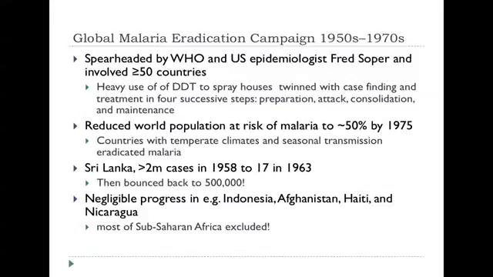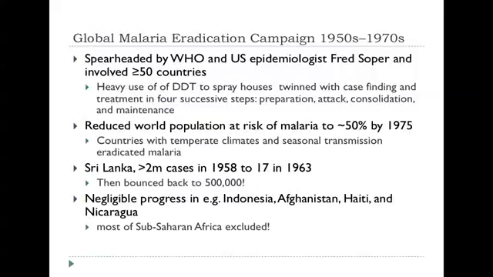Even in tropical countries, there were some spectacular successes. In Sri Lanka, they had 2 million cases or more in 1958, which went down to 17 by 1963. But the trouble was that the malaria hadn't been eradicated, hadn't gone away completely. All the conditions were still there for it to bounce back, and it did bounce back with a vengeance in Sri Lanka to 500,000 cases. Okay, not quite as bad as it had been before, but still pretty bad.